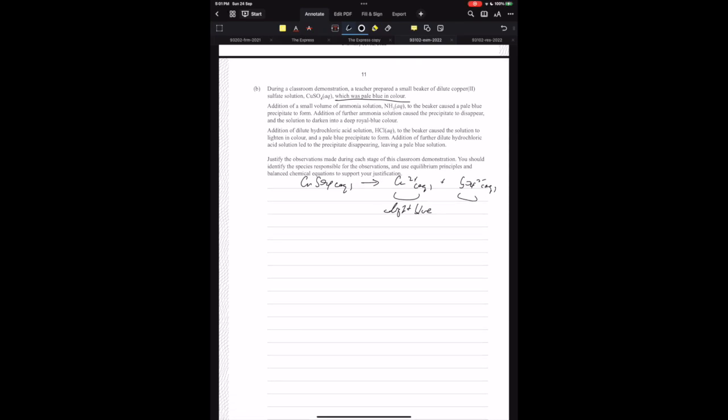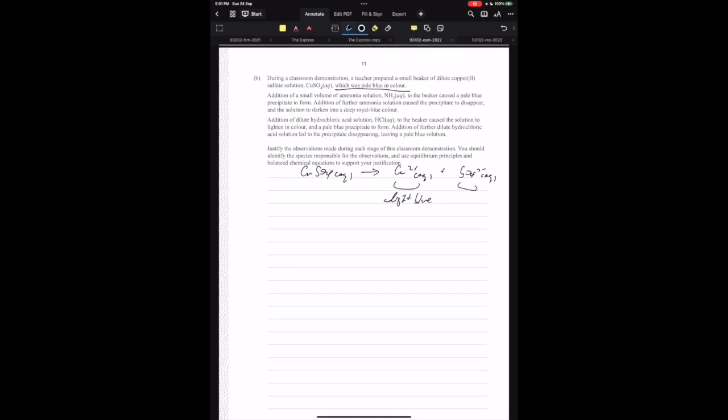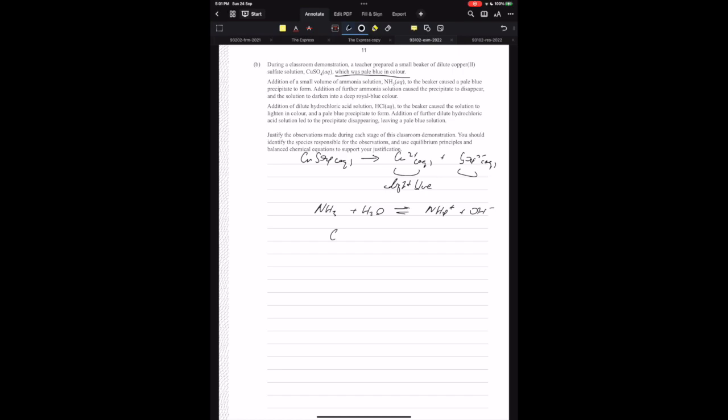But then the teacher added a small volume of ammonia solution. And so what happens is the ammonia reacts with water and causes hydroxide ions to be formed. Ammonia in this case acts as a base and accepts a proton from water to form a hydroxide ion, and it basically makes the solution more basic. And what does that do? Cu2 plus then enters into equilibrium, with 2 hydroxides, to form copper hydroxide.